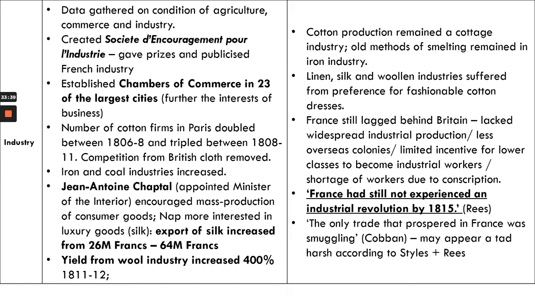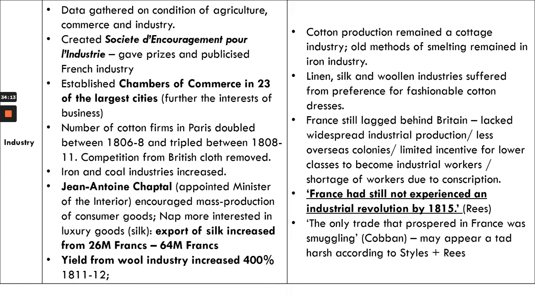There is some benefit from the fact that they're at war with Britain, because, as we'll talk about with the continental system in a minute, there's no competition from the cheap British cloth, because they are not trading with them. You've got more trade and industrialisation in terms of iron and coal, because of the war, so there's big demand for weapons. And Jean-Antoine Chaptal, who was appointed Minister of the Interior, encouraged mass production of consumer goods, like in the picture we just looked at a second ago.